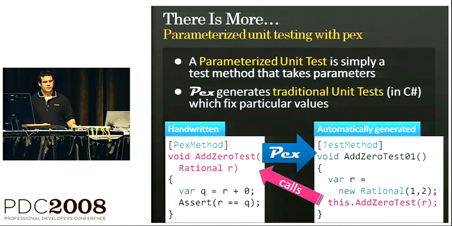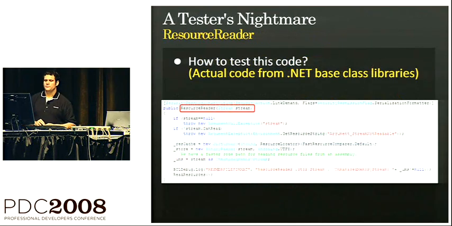So far we have seen the rational numbers. We have seen some more sophisticated code from the NHibernate project, which had a bit more than 100 basic blocks. Let me show you another real piece of code, which is bigger. I want to show you the .NET resource reader in action, brought to life by PEX. It's a class that ships with the base class framework in .NET.